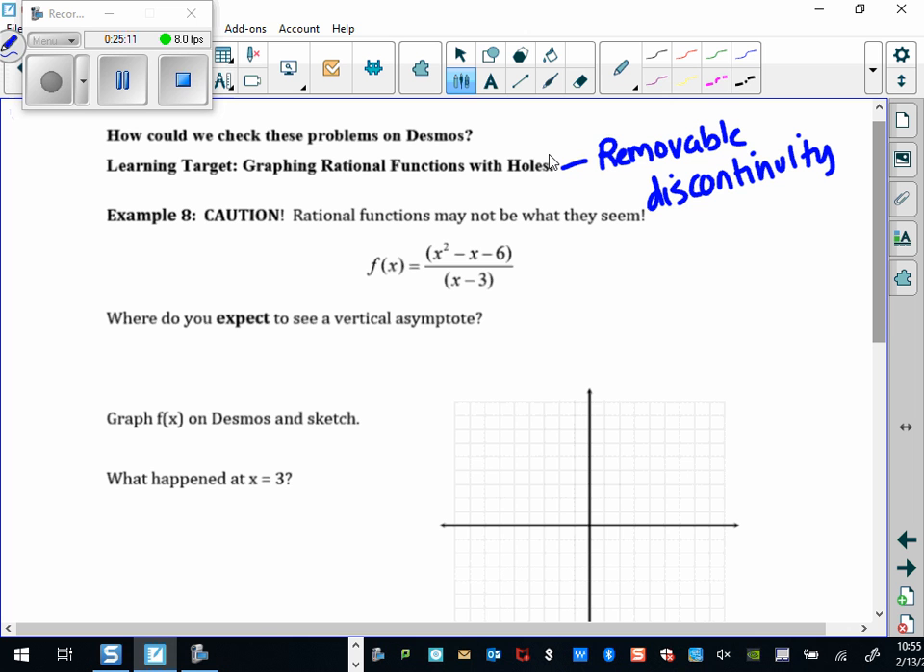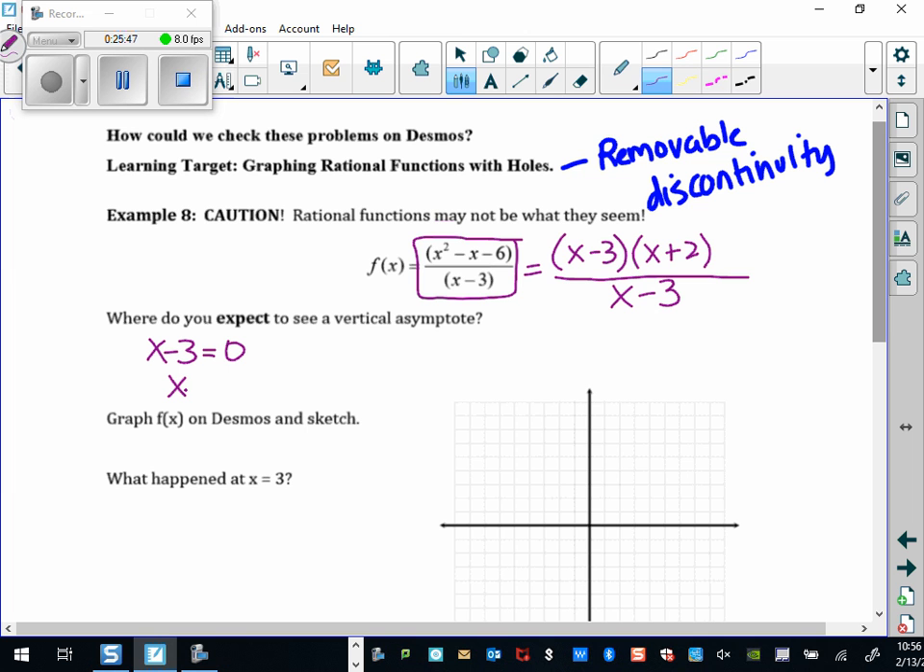So just like before, I'm going to factor this. When I factor this, I get x minus 3 times x plus 2. I'm going to factor this, and I get x minus 3. Do me a favor, really quick. Open up your Desmos and graph this original equation. And before I even started, if you were just looking at it, where would you tell me the vertical asymptote would probably be? At x equals 3, right? Because you do x minus 3 equals 0, and you'd say there's probably an asymptote at 3, right?